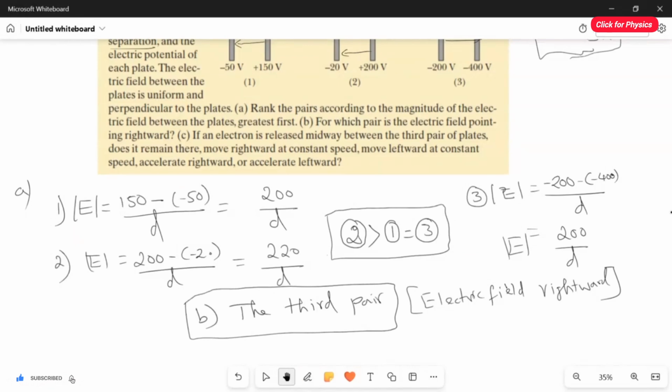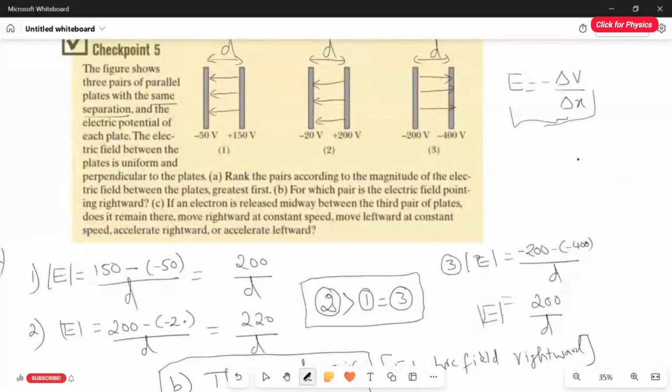So this is the answer for the second question. And then we have to answer the third one. If an electron is released midway between the third pair, you can see the electric field lines are moving towards the rightward direction. So at the midpoint we are releasing the electron. What will happen when you place an electron at the midpoint between the two plates? The electron will experience a force opposite to the direction of the electric field. That means it will move in this direction.